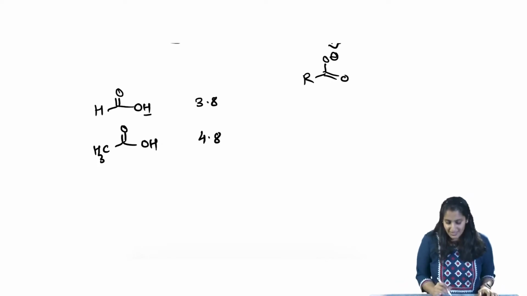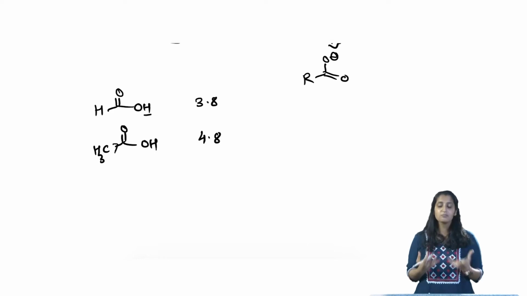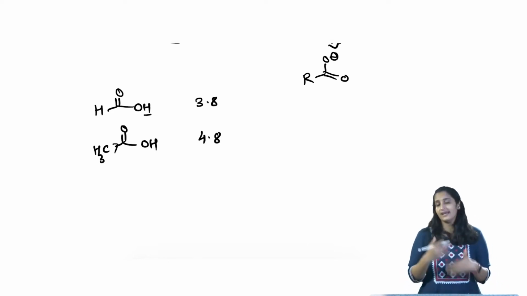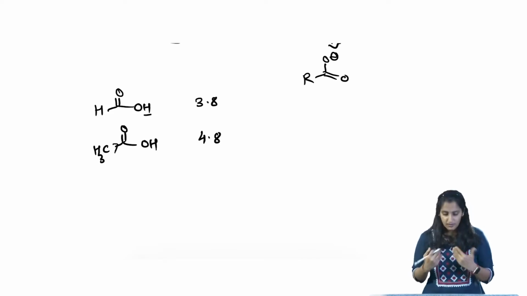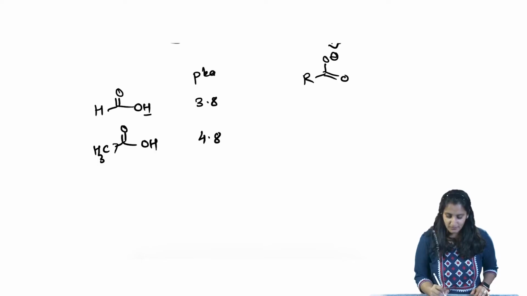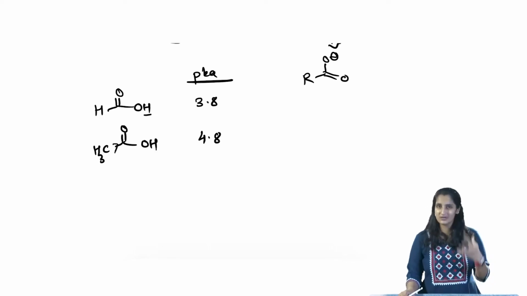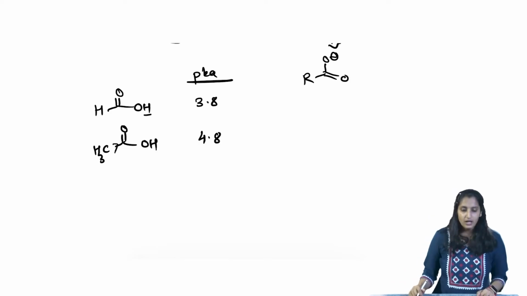Because this methyl is inductively electron donating, it makes the conjugate base a bit unstable. Now, if you add an ethyl group instead of methyl, it is going to increase the pKa even more. This is a good reminder to go back to the acids and bases chapter in the first course and revise our pKas a little bit, because they play a very important role later on in this chapter as well.